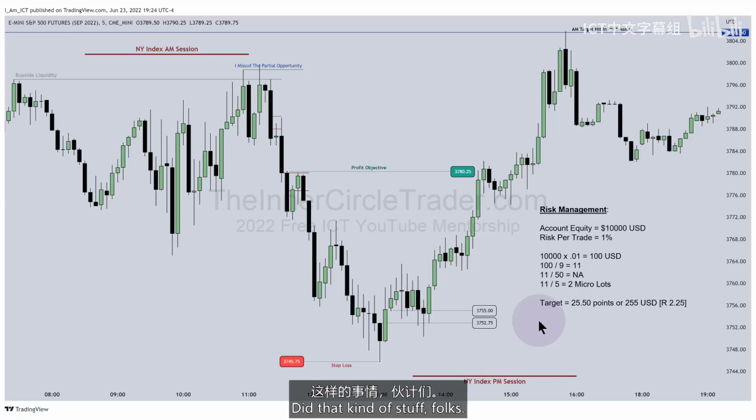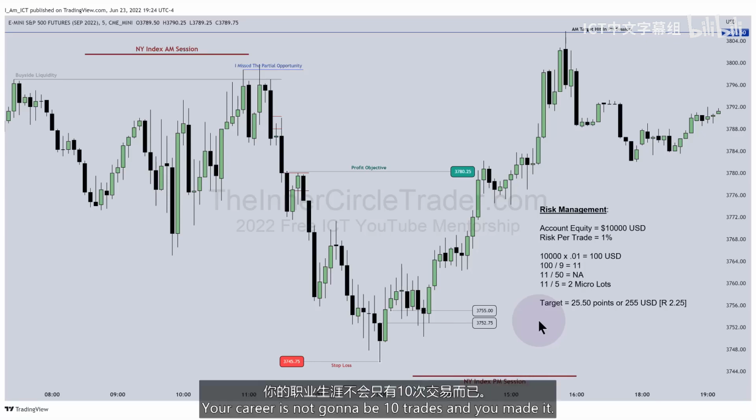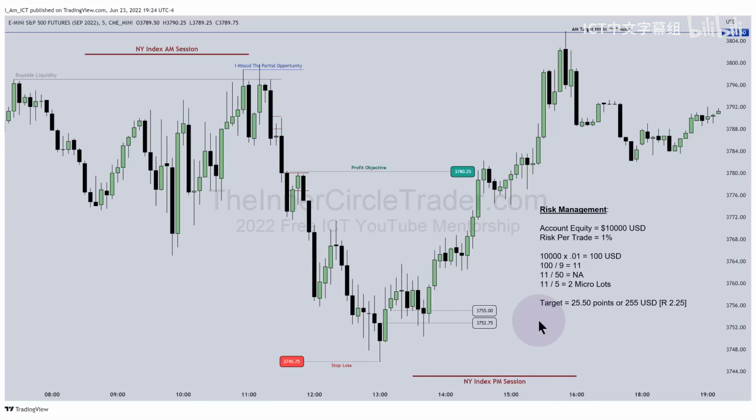I did that kind of stuff, folks. It doesn't work like that. Doesn't work like that at all. So you have to use low threshold objectives and work your way up from that. Your career is not going to be 10 trades and you made it. No.